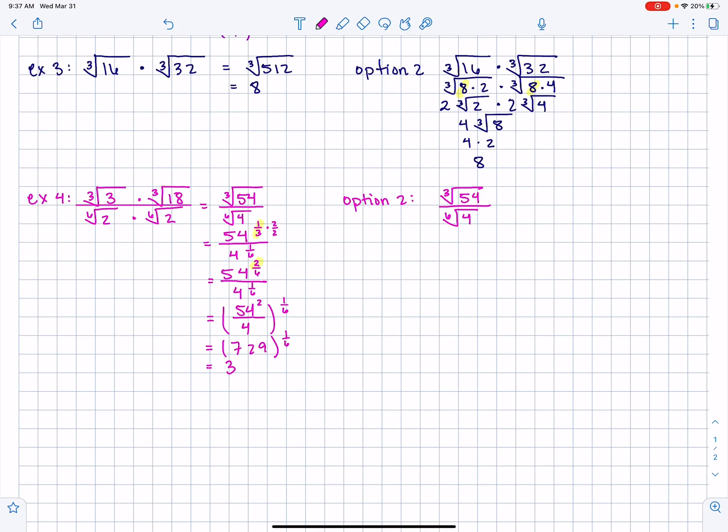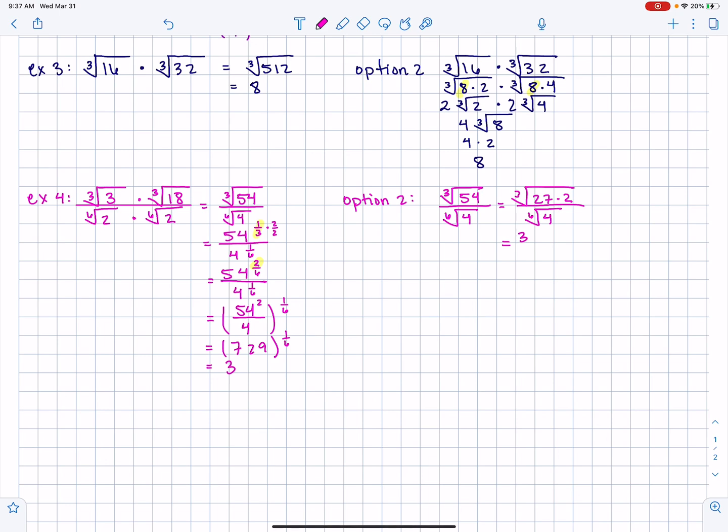We're just combining it here. I know that 54 can be broken down into 2 times 27, and 27 is a perfect cube. So I'm going to say 27 times 2 over the 6th root of 4. And this one gets a little bit complicated, but stick with me.